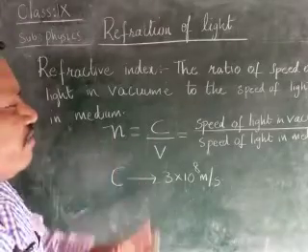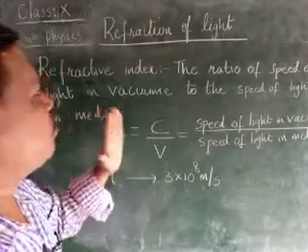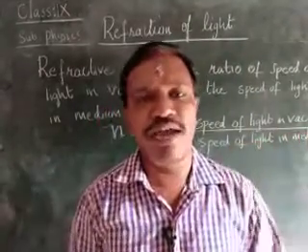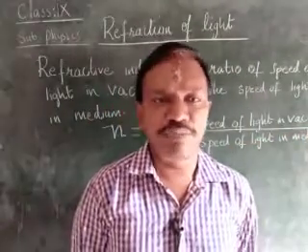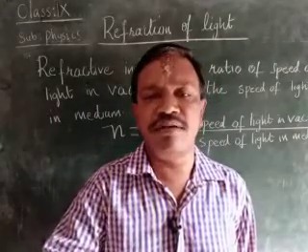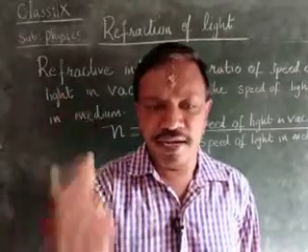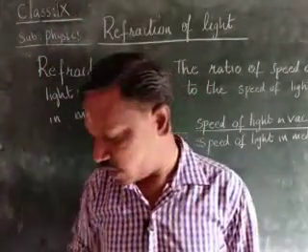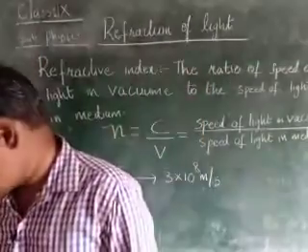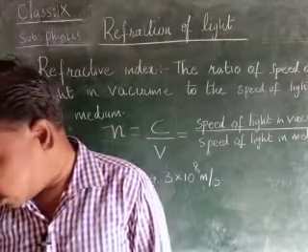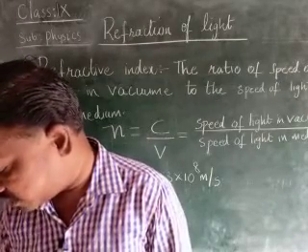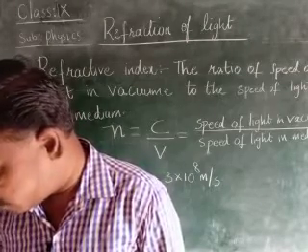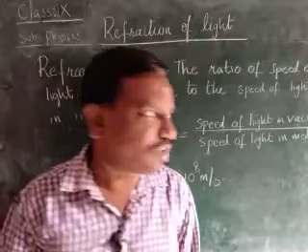n is equal to c by v. When we come across refractive index, first you should remember that n is equal to c by v. That means comparing the speed of light in any medium with respect to the vacuum is called a refractive index. In the textbook we have different refractive indices for different media, such as the refractive index of air.